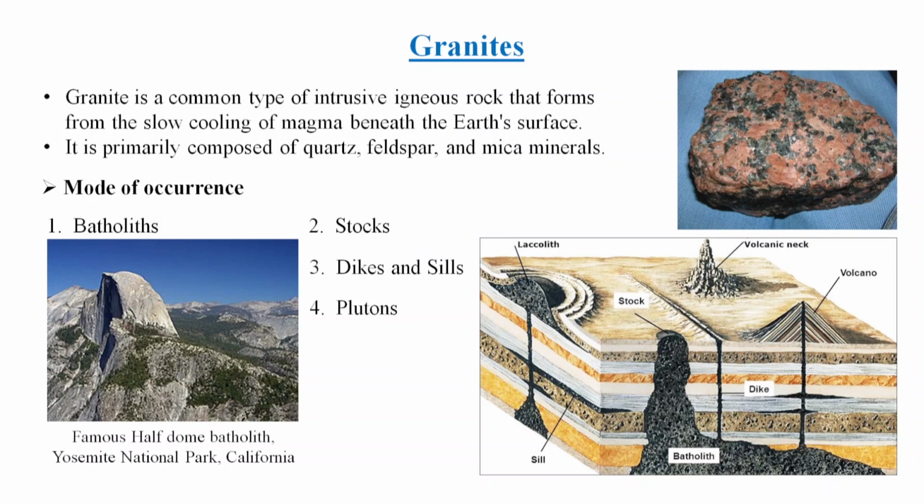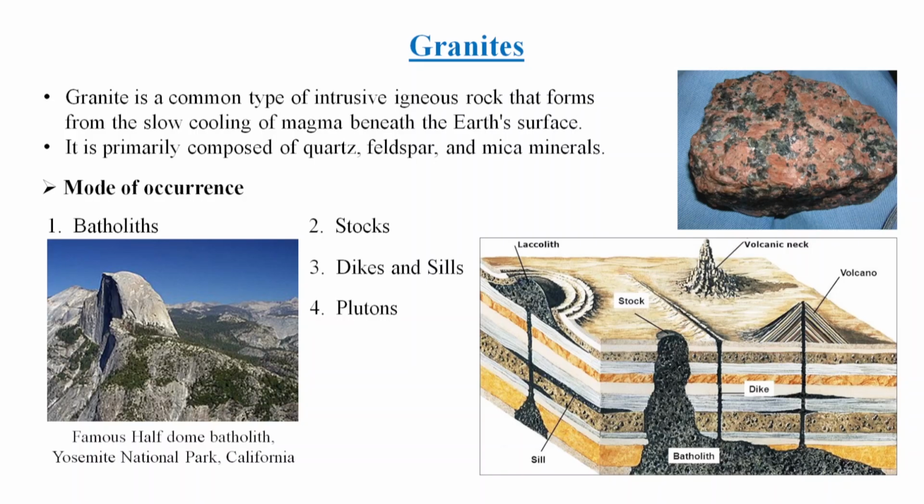So, to start with the mode of occurrence of granite, like we have discussed earlier, granites are intrusive igneous rocks, and they are primarily composed of quartz, feldspar and mica minerals. We can also take a cue from the order of crystallization chart that we have discussed earlier. There are various modes of occurrence of granites, be it in a large batholithic form, then you can have stocks, sometimes some dikes and sills and plutons as well.